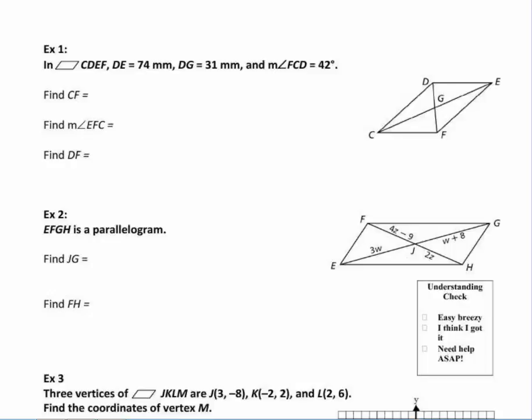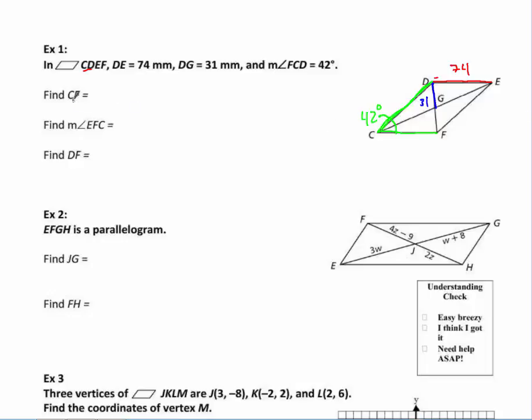So parallelogram problems are pretty easy. Everything's the same as something else, or it adds up to 180 degrees. So if we take a look at our parallelogram here, it says parallelogram CDEF. DE equals 74. So DE right here is 74 millimeters. Then it says DG. So DG is right here, is 31 millimeters, and angle FCD, that's this angle, is 42 degrees, right? That's this angle right here.